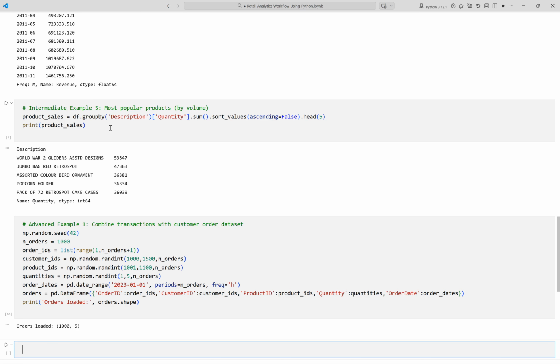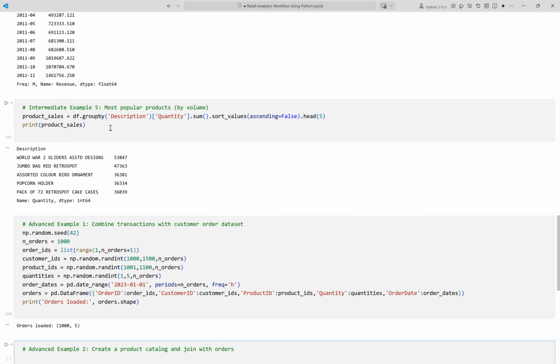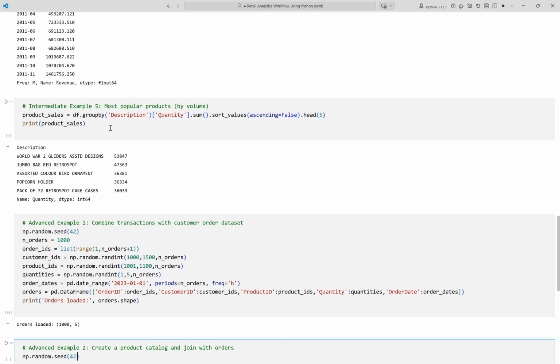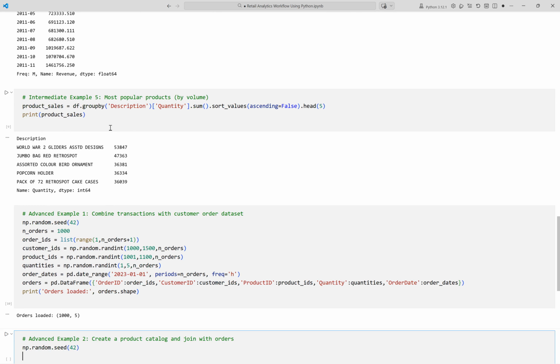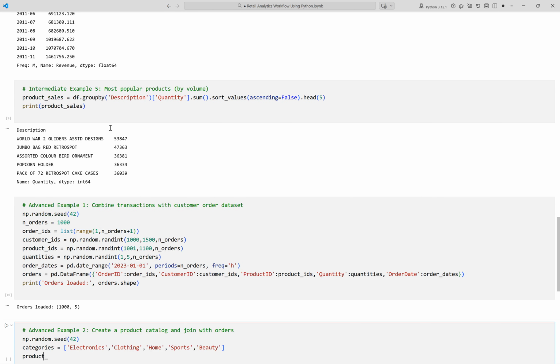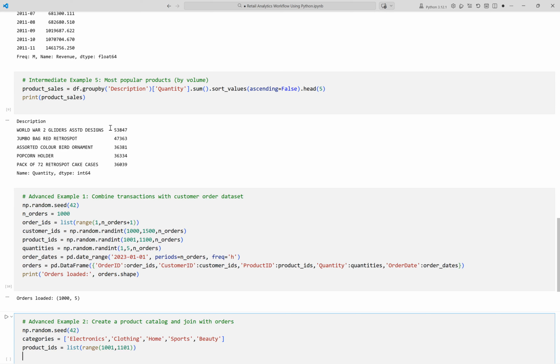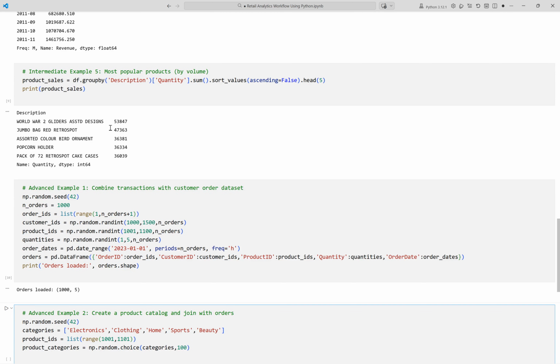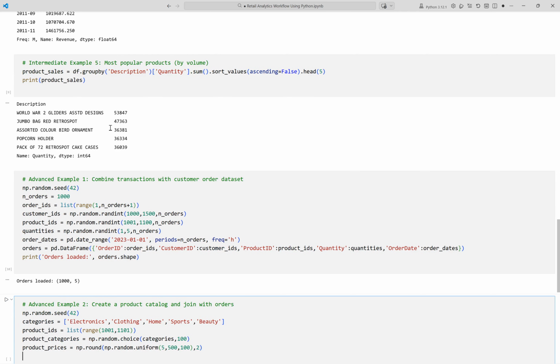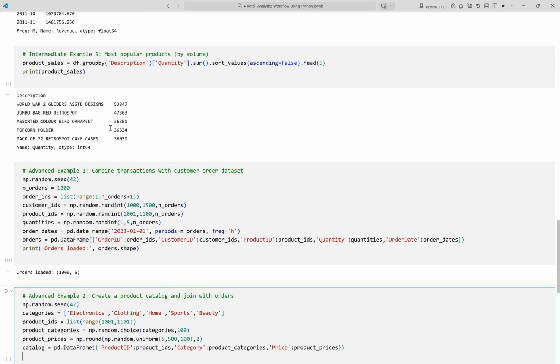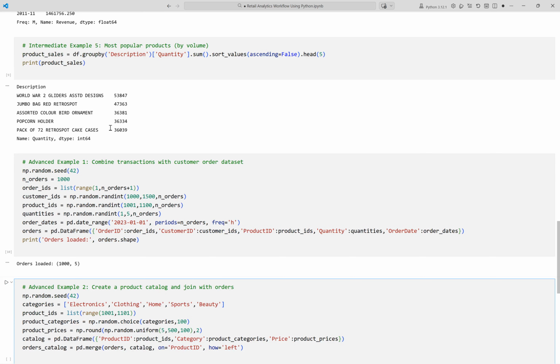Joining orders with a product catalog adds information like category and price for deeper analysis. We set the seed to keep results consistent. We define the available product categories. We enumerate the product IDs. We randomly assign a category to each product. We simulate product prices. We create a complete catalog data frame. We merge the orders and product catalog on product ID using a left join.